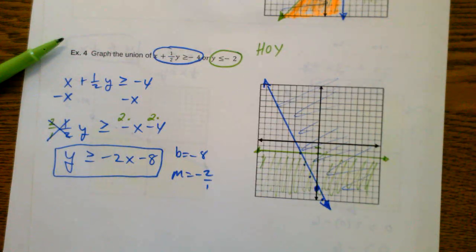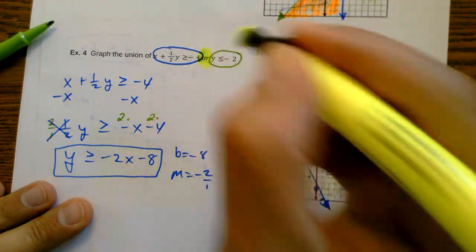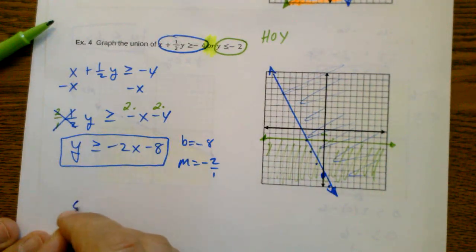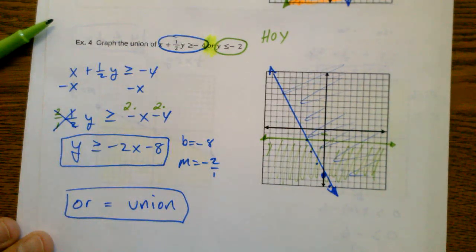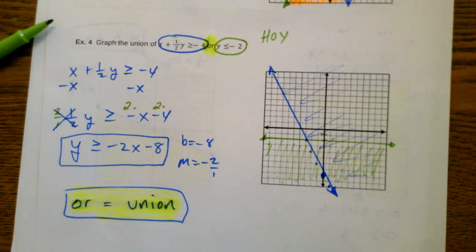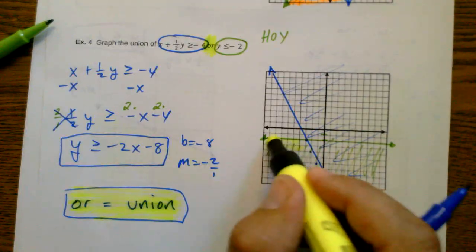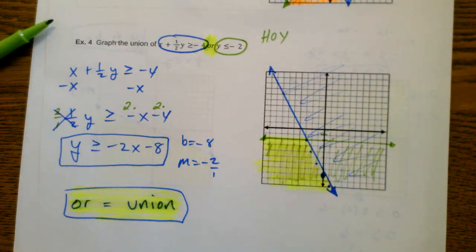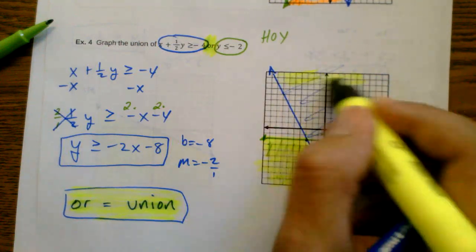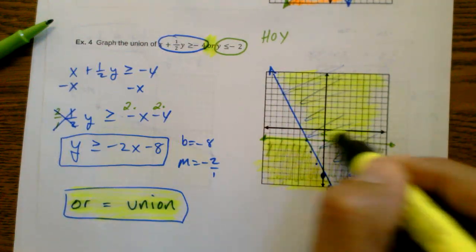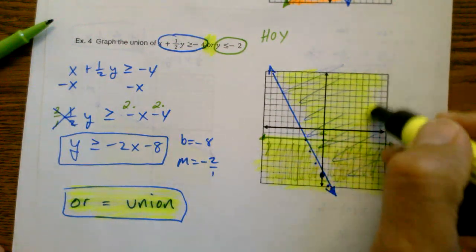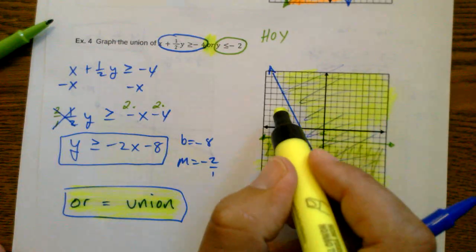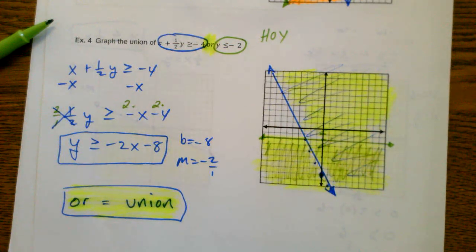So when I look at or, that means union. So my final answer is essentially putting these two shaded regions together. So anywhere that works for green, I would shade and darken in. Anything that works for blue, just blue, I would darken in. And then anything that works for blue and green, I would darken in. So the only thing that I would not have as part of my solution set would be this little area right there, what has no shading.